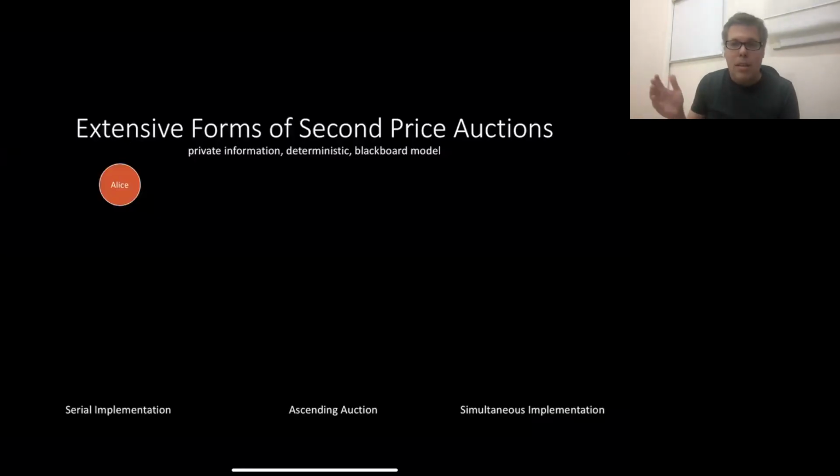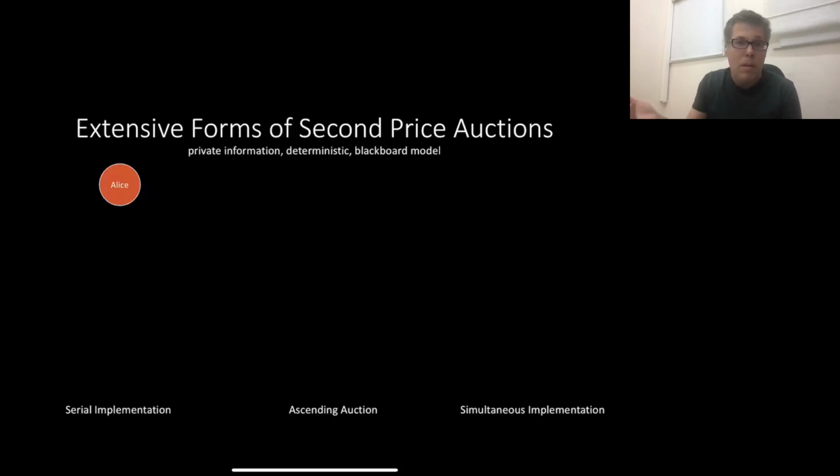This is sort of a notation slide. Since we care about the specific implementation of a social choice function, we're going to consider the extensive forms of mechanisms. In this slide, it's only going to be the extensive form of a second price auction, but this is general. In all mechanisms that I'm going to talk about in this talk, we're going to have private information. All mechanisms are deterministic, and we're going to use the blackboard model. In other words, everybody sees the actions of everyone else and knows which node they are in the game tree.